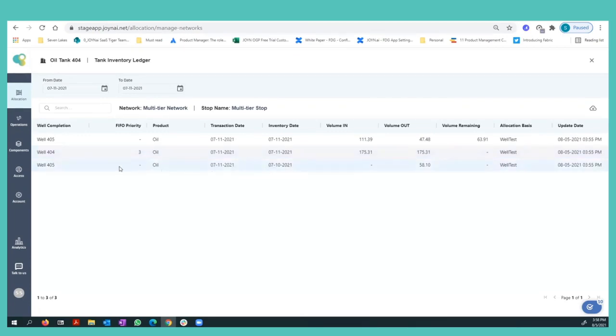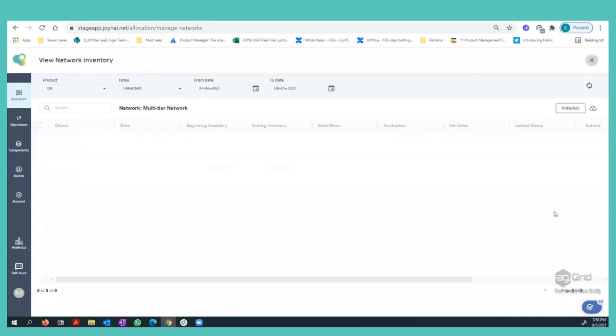And in the case of 405, I believe this was the older inventory. So 404's 11th of July inventory gets drawn out first. And then the allocation engine looks at the rest of the ledger. And in the rest of the ledger, you'll see that because this is an older inventory, this got drawn out completely, the 405's 10th of July inventory. And then in the 11th of July, whatever is left over is drawn out.